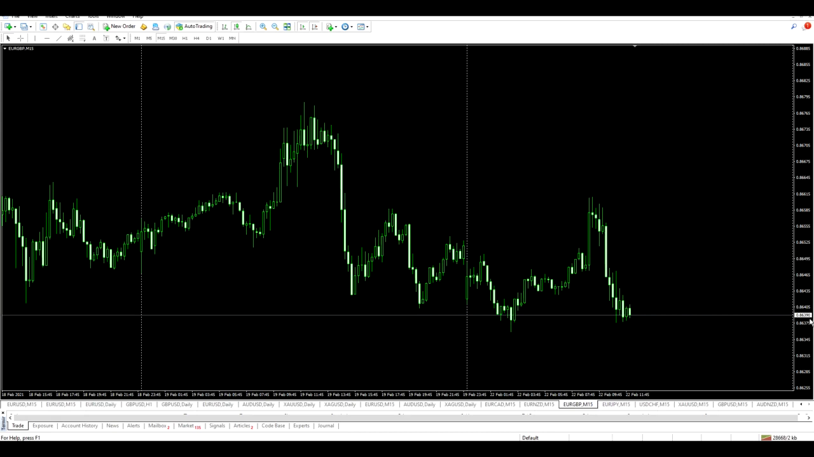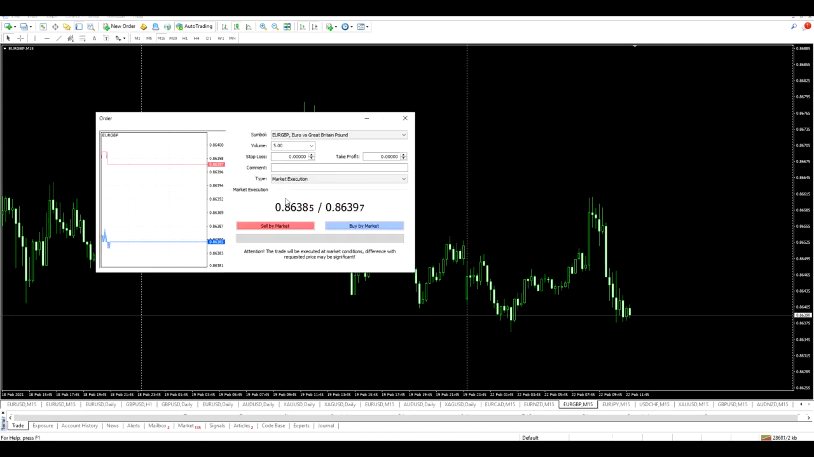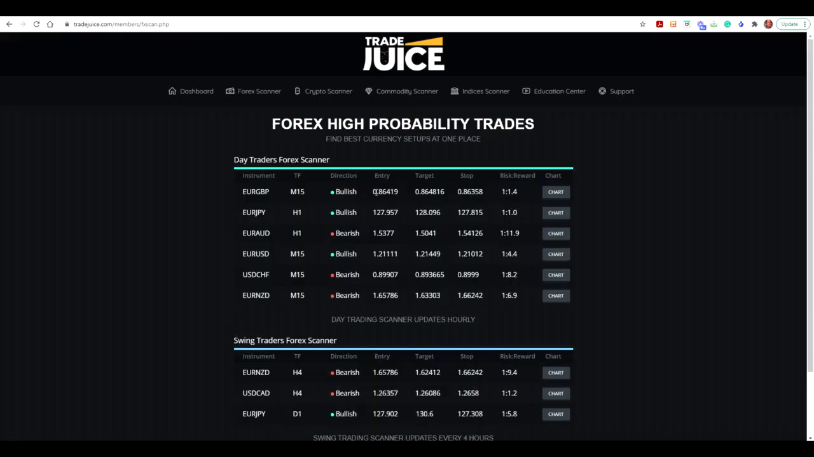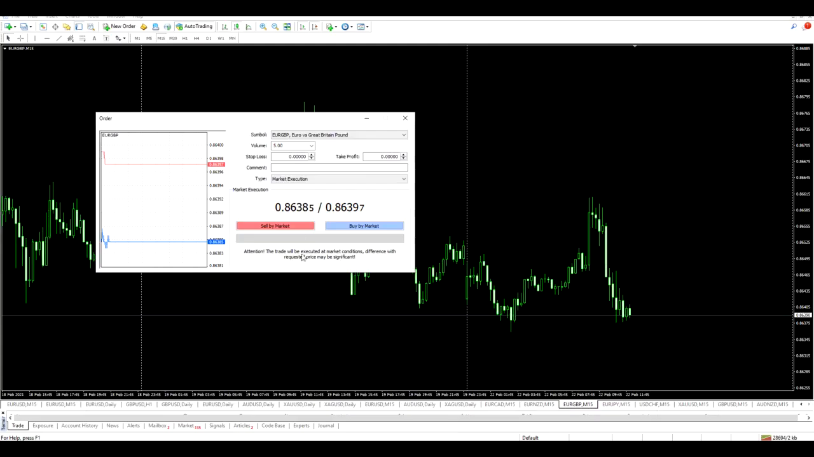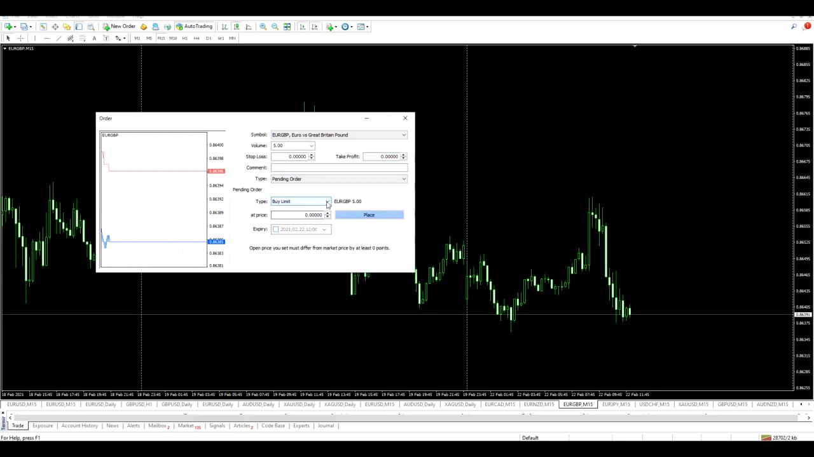If I look at the chart right now and see where price is, I do want to set up a new bullish order, so I'm going to buy. All I need to do now is look at where my entry would be, which is that. I'm going to copy it, and because price is not at that level yet, I'm going to enter a pending order, a buy stop limit at this price. It's as simple as that.